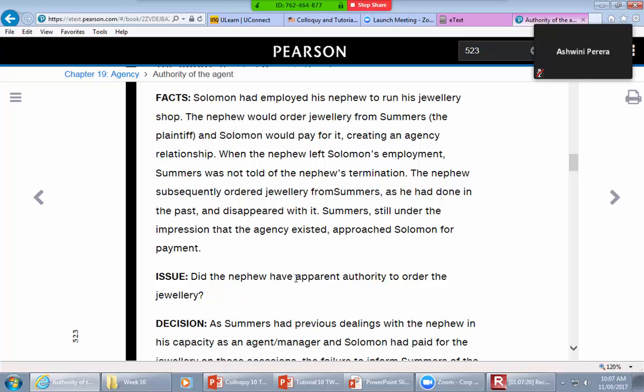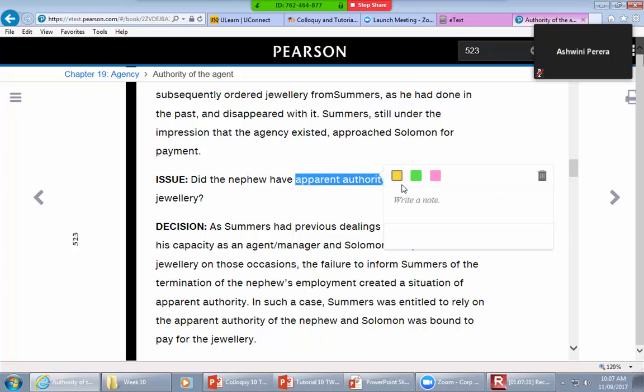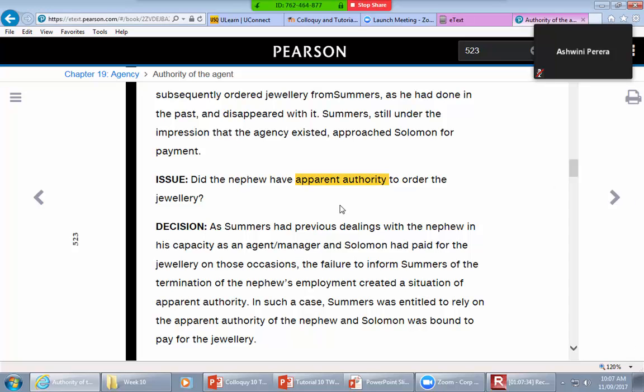Summers, still under the impression that the agency existed, approached Solomon for payment. Of course, you can imagine what happened. Did the nephew have apparent authority? That's the key point. Apparent authority to order the jewelry. So this is the first element always of any question on agency. Does this person have the authority?